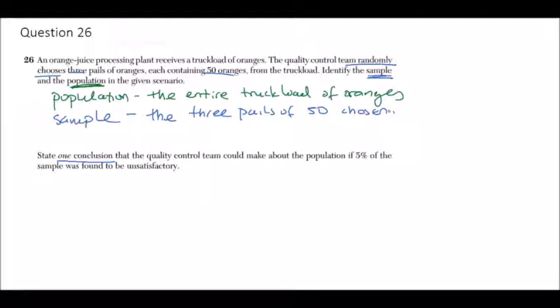Now, we have to state one conclusion that the quality control team could make about the population if 5% of the sample was found to be unsatisfactory. So, the idea behind sampling is obviously so we don't have to test every single value in a population. Well, if 5% of the sample is unsatisfactory, we could probably make a reasonable assumption that about 5% of the population would also be unsatisfactory.